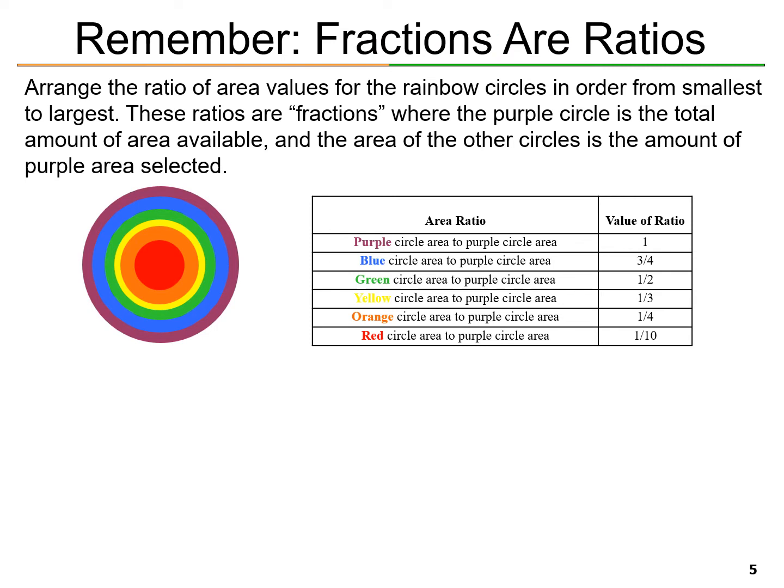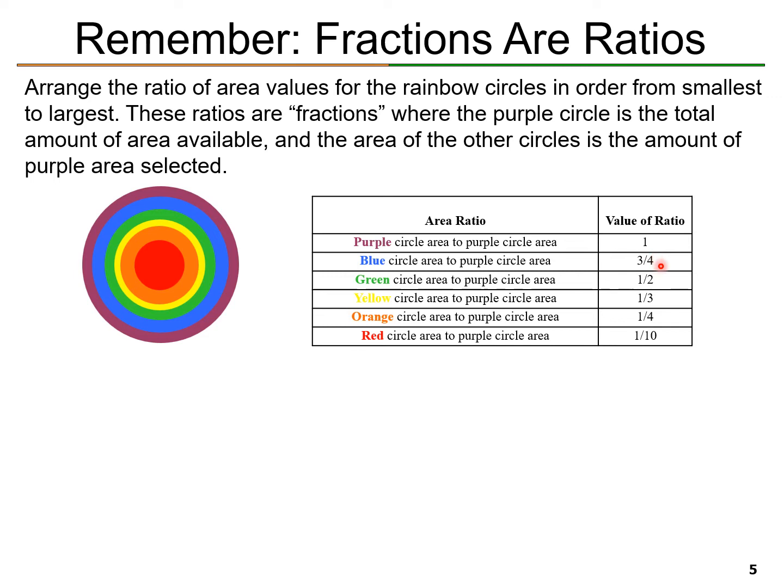Okay, we're going to look at another example, and we're going to emphasize again that fractions are ratios. What we're asked to do is arrange the ratio of area values for this rainbow of circles. We want to arrange the ratio values in this table here in order from smallest to largest.